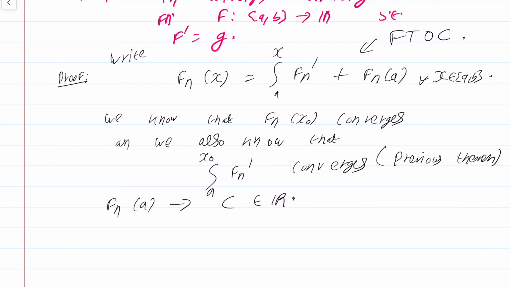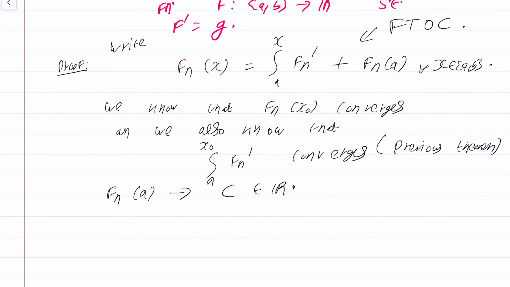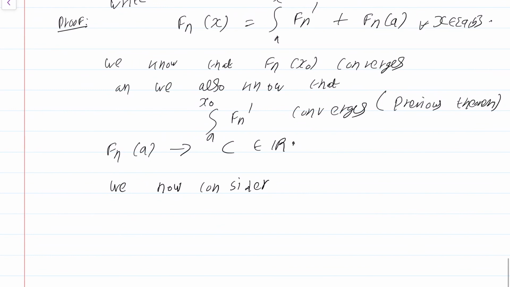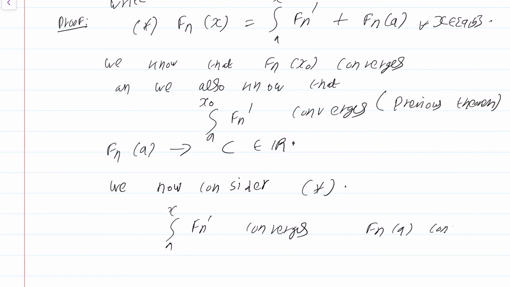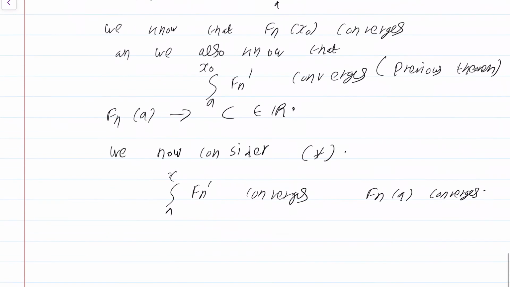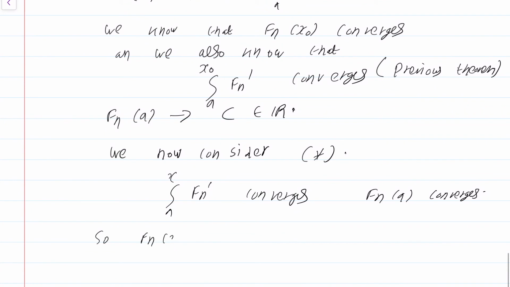Okay. So what we do is the following. We now consider this equation star. Again, we have that the integral from a to x of f_n' converges. And of course, we have just shown that f_n(a) converges. So, f_n(x) converges pointwise.